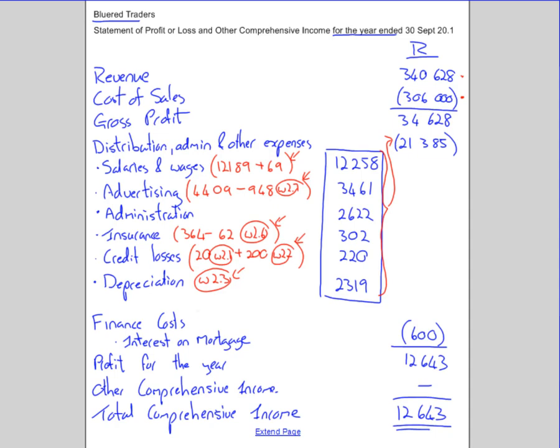Remember, finance costs needs to be disclosed separately to the distribution and admin costs. You must total up your profit for the year. Remember to always look out for other comprehensive income, and if it's a 0, you still put the 0 in, and then you'll get total comprehensive income. Next up, we're going to move on to the statement of changes in equity.